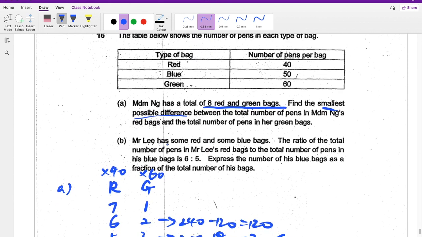Okay, let's see B. Miss Lee has some red and blue bags. The ratio of the total number of pens in his red bags to the total number of pens in the blue bags is 6:5. Express the number of blue bags as a fraction of the total number of his bags. Well, this one, the fraction is blue over the total. So consider if I have n blue bags, then the ratio of the total number of pens in his red bags to the total number of pens in the blue bags is 6/5.